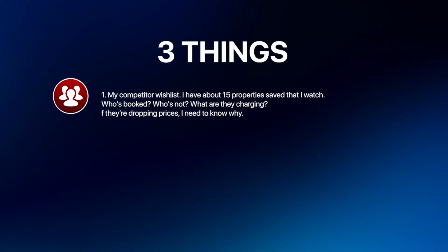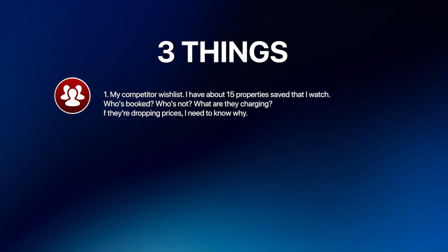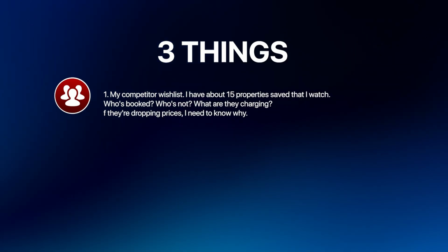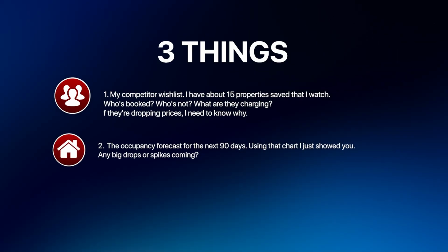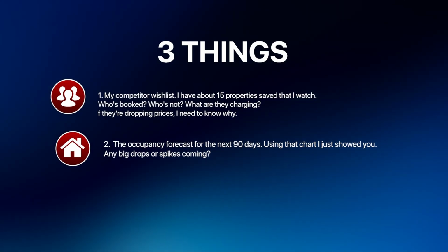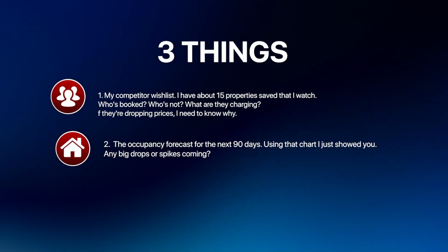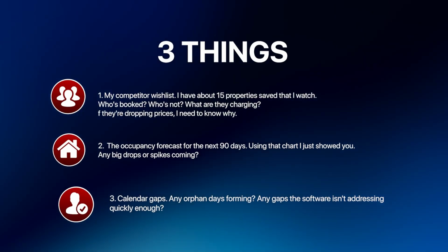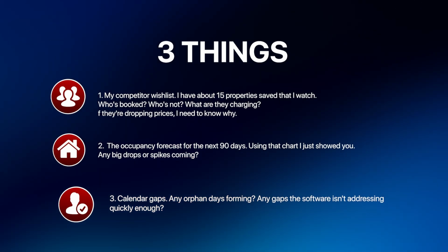1, my competitor wish list. I have about 15 properties saved that I watch. Who's booked, who's not? What are they charging? If they're dropping prices, I need to know why. 2, the occupancy forecast for the next 90 days. Using the chart that I just showed you, are there any big drops or spikes coming? 3, calendar gaps. Any orphan days forming, any gaps the software isn't addressing quickly enough.